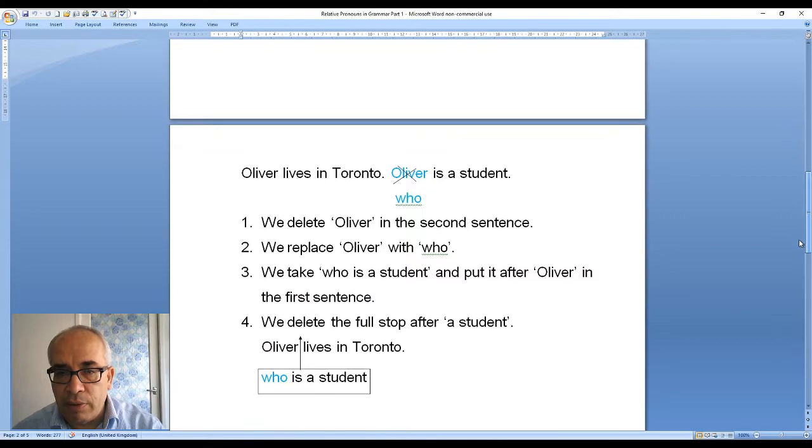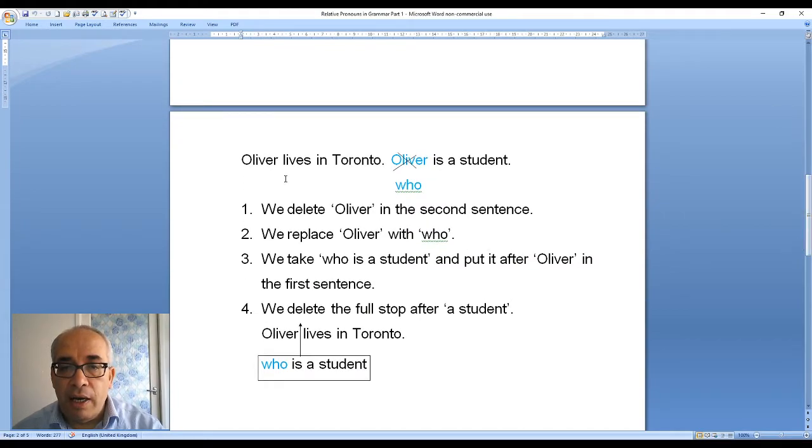If you look at this example, Oliver lives in Toronto. Oliver is a student. So we have 2 simple sentences. What do I do to join them together? We delete Oliver in the second sentence. As you can see, I deleted Oliver. I crossed it out. We replace Oliver with who. This means who takes the place of Oliver. So who takes the place of a noun. This means who is a pronoun.